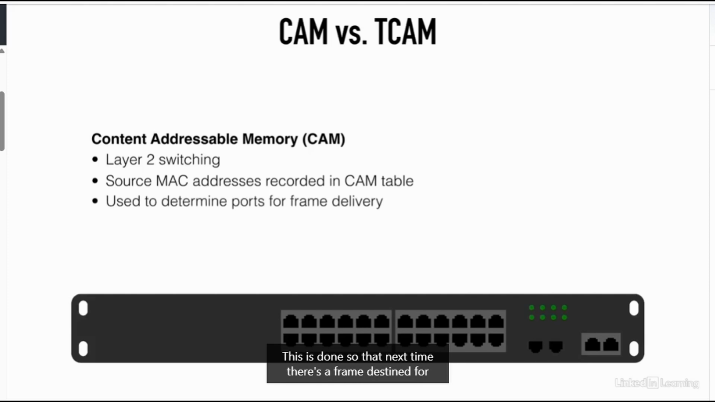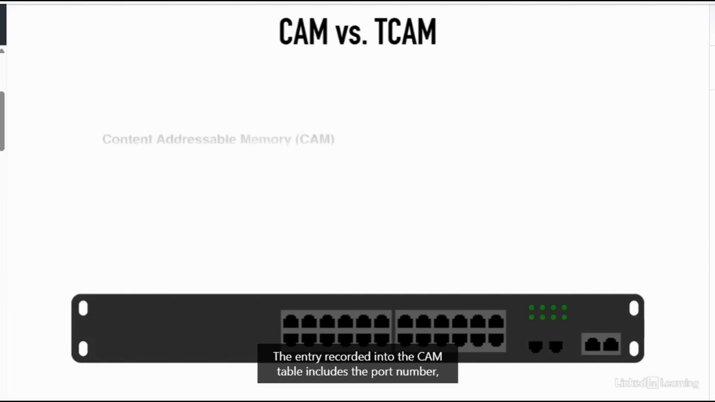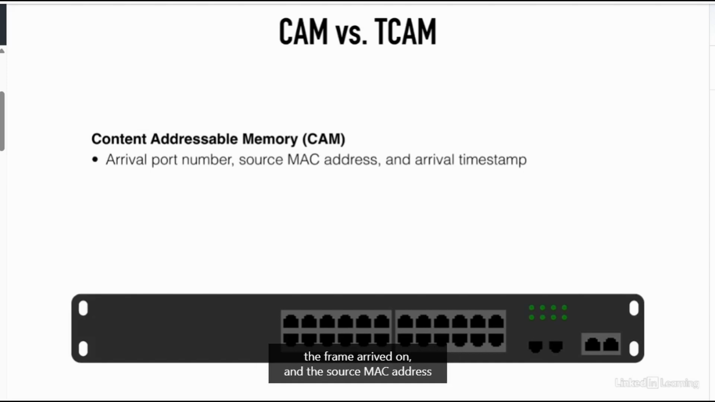This is done so that next time there's a frame destined for a specific MAC address, the switch knows exactly how to deliver that and the switch port that it should use to do so. The entry recorded into the CAM table includes the port number the frame arrived on, the source MAC address associated with the frame, and also the timestamp for the frame's arrival. CAM tables are large, but they are finite. So on a large network, it's completely possible to run out of CAM table space.